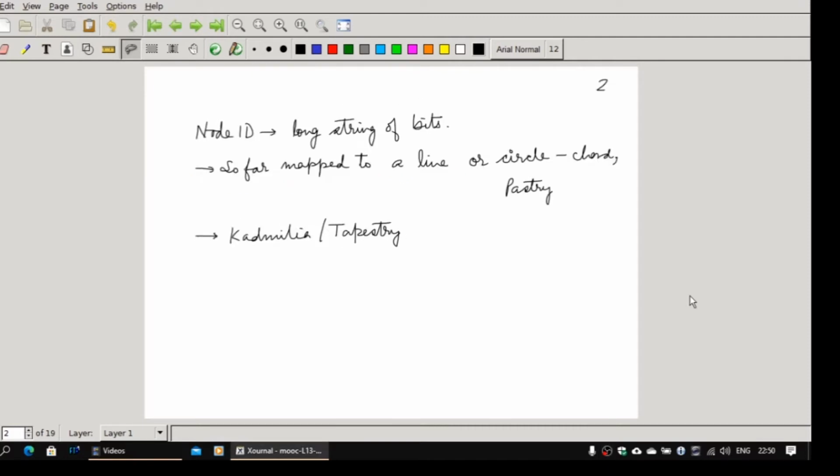So as we understand, node IDs are a long string of bits which are used in any DHT system. So roughly it's going to be 256 bits or even higher. And in Chord and Pastry, they are being mapped to a circle. And then on that circle, depending on where the hash ID lies, we define a distance metric and then correspondingly who will be the root node for every hash ID.